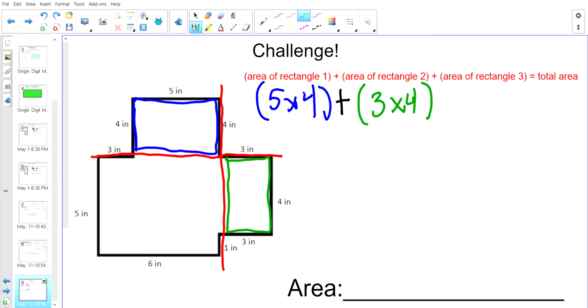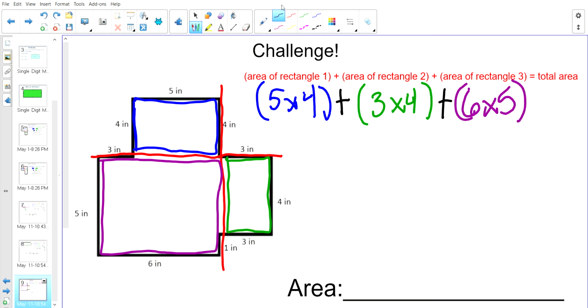So I'll add rectangle 1, the 5 by 4 rectangle, plus rectangle 2, the 3 by 4 rectangle, plus rectangle 3. I'll make this rectangle outlined in purple so it's easy to see. What size is this third rectangle? You may write it on your paper. I respectfully agree. This third rectangle is a 6 by 5 rectangle. When I add the areas of all 3 of those rectangles, it's going to tell me the total area of the entire rectilinear figure.